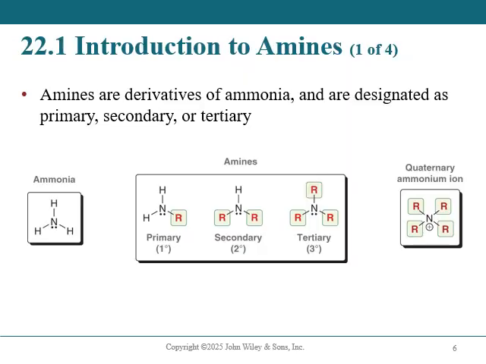Let's start with a brief introduction. Amines are derivatives of ammonia and are designated as primary, secondary, or tertiary. We have here an example of a primary amine with one R group, a secondary amine with two R groups, and a tertiary amine with three R groups. We also have, not as common, quaternary ammonium ions.